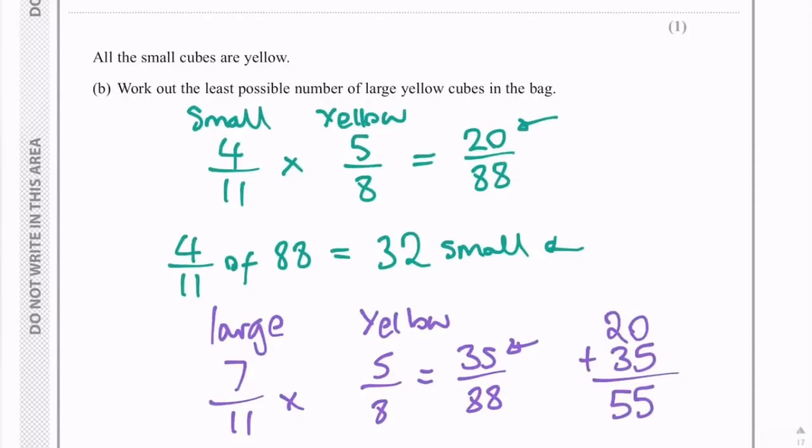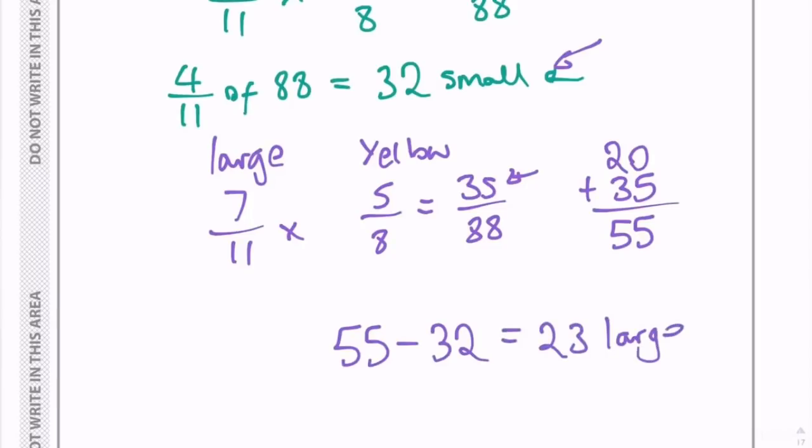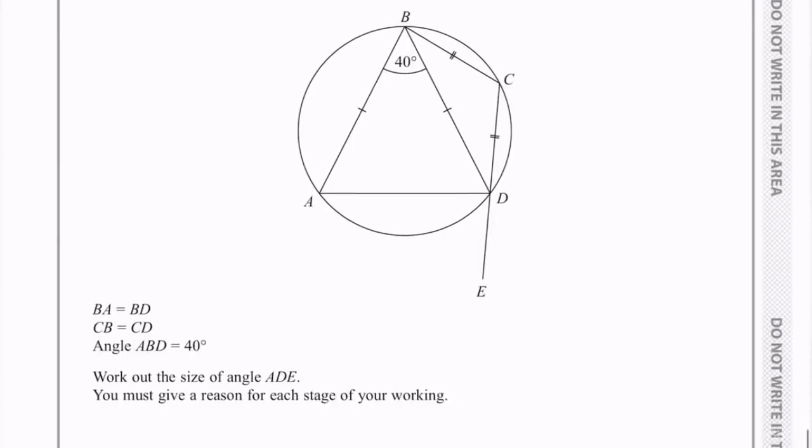Now if there are 55 in total that are yellow, that is split between the small and the large, and we've already worked out just here that 32 of them are small. So to figure out how many of those are large, we can do our 55, take away the 32 small ones, and we get 23 that are large. There you go, so 23 large. On to the next question.